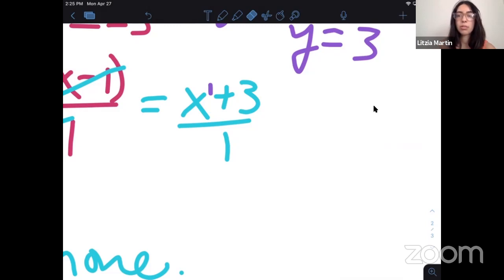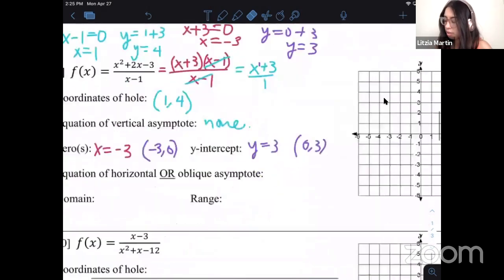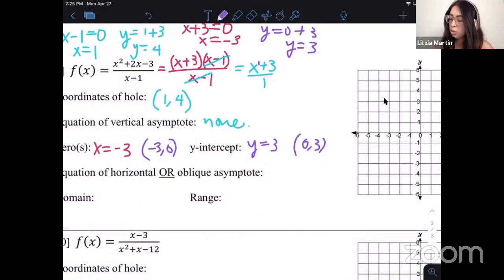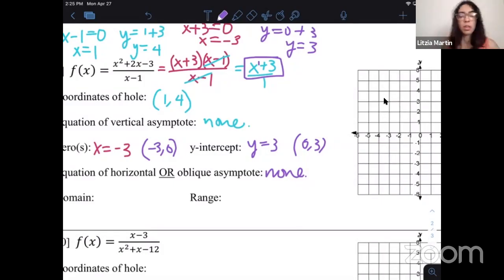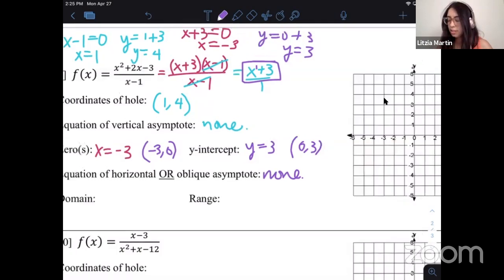Otherwise, the slant asymptote could possibly be the line, but then you would have no function, right? That doesn't make sense. So in this case, we have no horizontal or oblique asymptote. And it goes back to the same fact here because we ended up with a line. It's no longer a rational function because the denominator is just 1. Okay. Questions on that? I know that's kind of weird. A weird problem there.